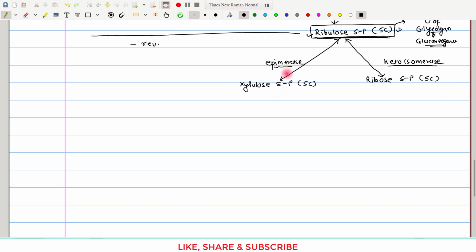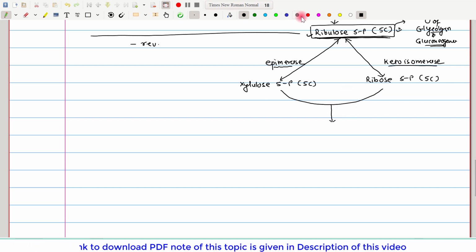Now in the next step, what happens? This xylulose 5-phosphate and ribose 5-phosphate both react with each other in the presence of the enzyme transketolase.